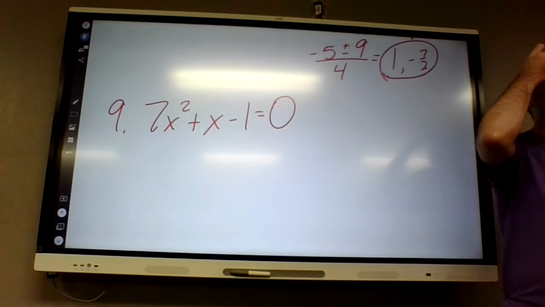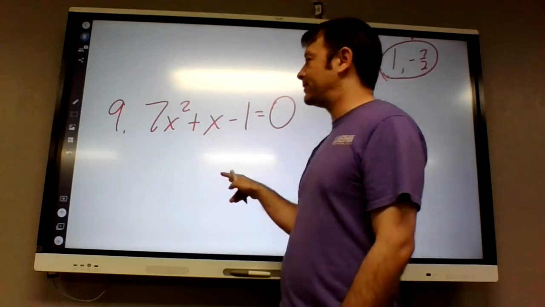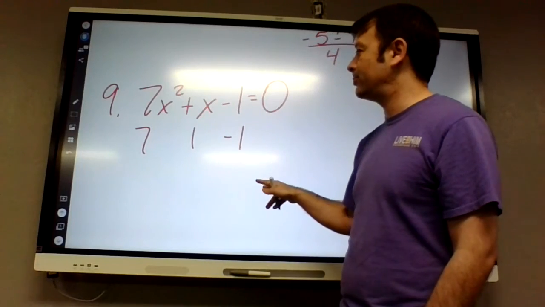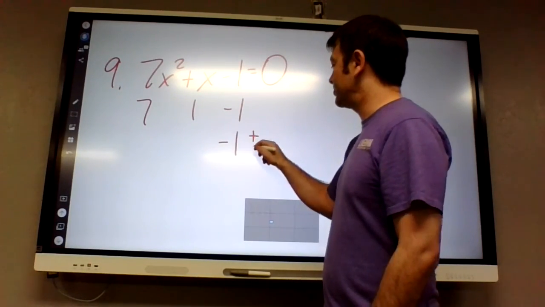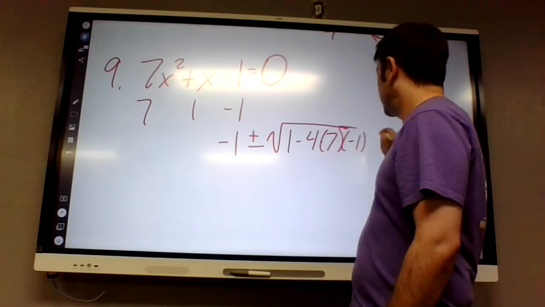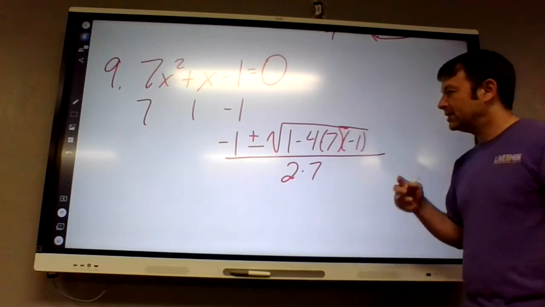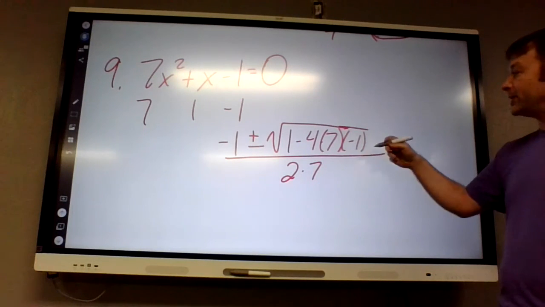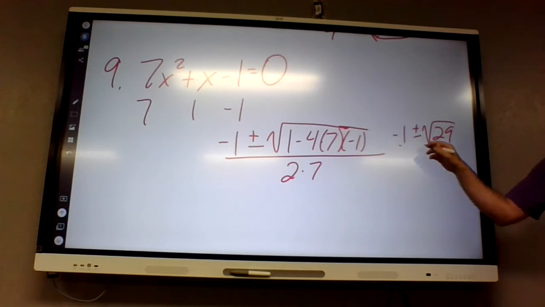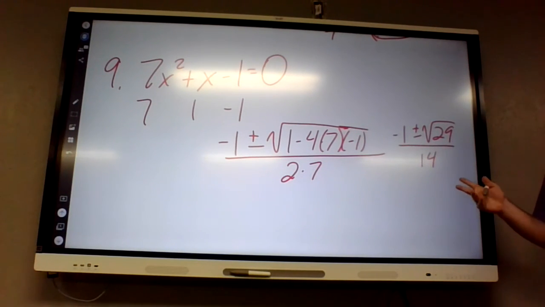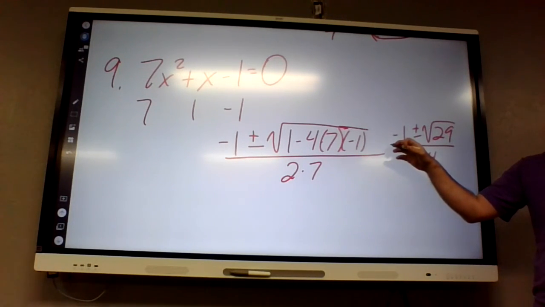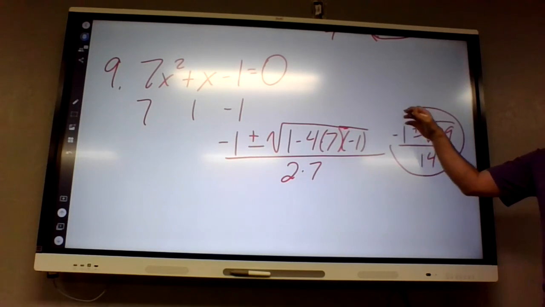If you have a smart enough calculator, they can handle it. If not, they won't. So number 8 is the first kind of weird answer. Negative b plus or minus square root of b squared minus 4ac over 2a. The weird thing about this one is you get square root of 29, which does not simplify. And then 2 times 7 is 14. So there really isn't anything you can do to make this any simpler. We don't want the weird decimal answer, so that's it.